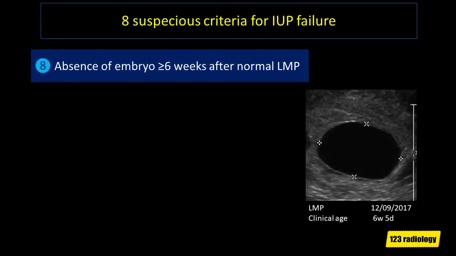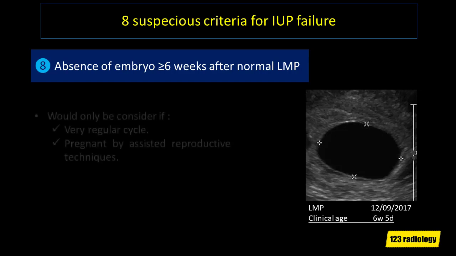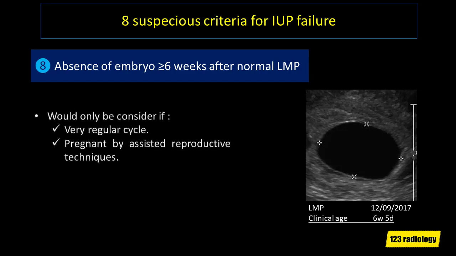The eighth suspicious criteria is absence of embryo 6 weeks or more after the last normal menstrual period. So we see here that she is supposed to be 6 weeks and 5 days according to her last menstrual period, but there is no embryo seen. But caution should be taken when using this criteria, because a lot of women do not have regular cycles. So this would only be considered with a reliable history with very regular cycles, or pregnancy by assisted reproductive techniques.